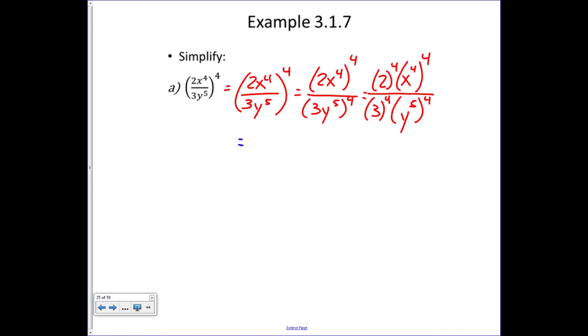And so if we continue, 2 to the 4th power is 2 times 2 times 2 times 2, which is 16. X to the 4th power, that's the same thing as x to the 4 times 4, which is x to the 16. On the bottom, 3 to the 4th power is just going to be 81. And y to the 5th to the 4th power, since we're raising a power to a power, we multiply their exponents, and so we get y to the 20th.